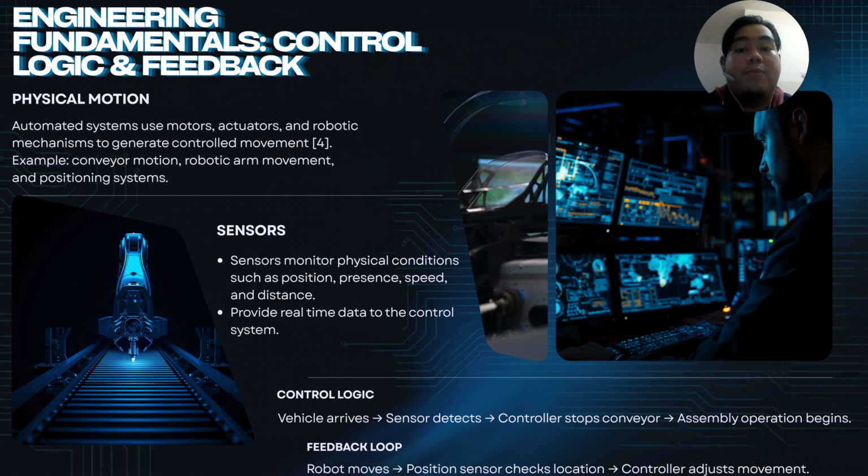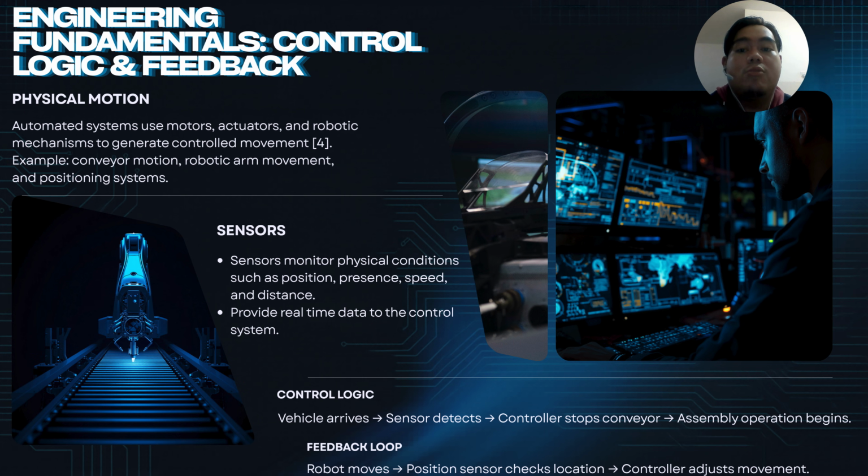This slide explains the engineering fundamentals that enable automation in Proton manufacturing environment. First, physical motion is generated by actuators such as electric motor, servo drive, and robotic mechanism, which are used to move vehicle bodies, components, and production equipment.